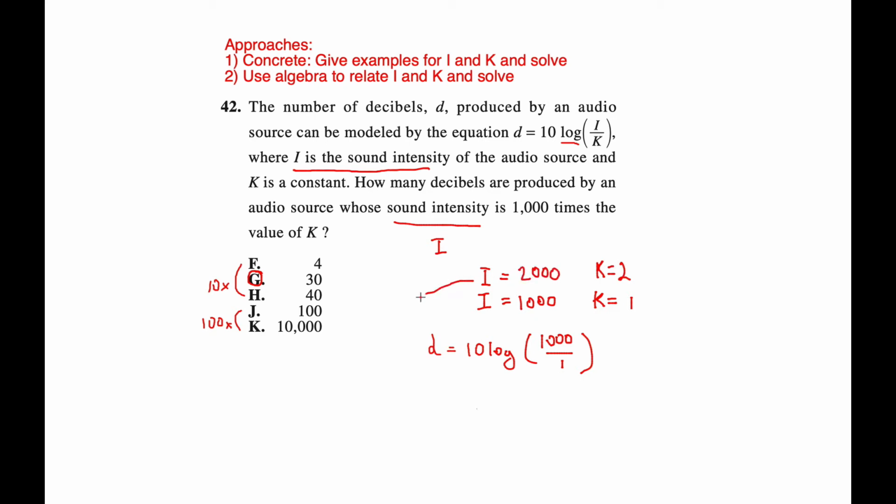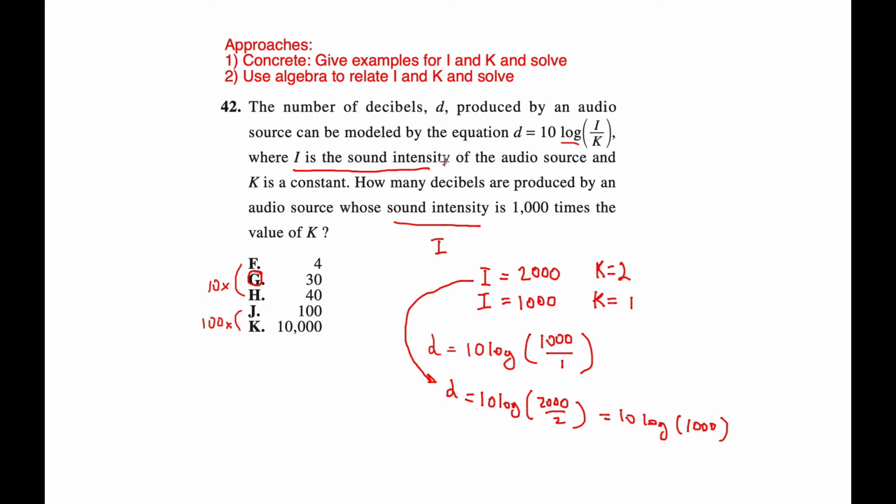And if we were to plug that into our original equation, we'd have that D is equal to 10 log of 2,000 over 2, which just simplifies to 10 times log of 1,000 again. And so we just get what we had gotten with the other example, and we'll get the exact same answer of 30.